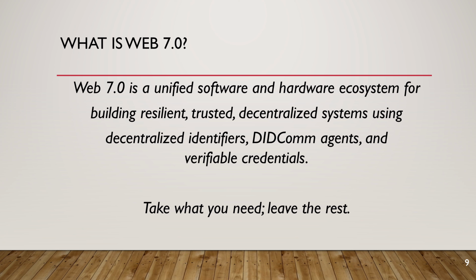So in Web 7.0, it's trying to be exactly what it says in the statement. It's not trying to be an amalgam of every possible decentralized technology. We've taken what we need and we've left the rest. Similarly, if you're building resilient, trusted, decentralized systems, it doesn't mean you have to use everything that Web 7.0 has to offer. In the same way, Web 7.0 borrows from other initiatives and leaves the rest. If you're building applications, you don't have to use everything that's in Web 7.0. You take what you need and you leave the rest.